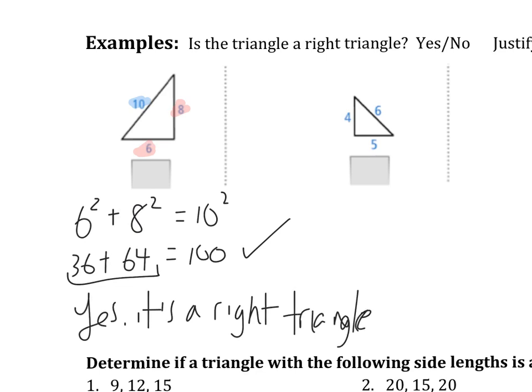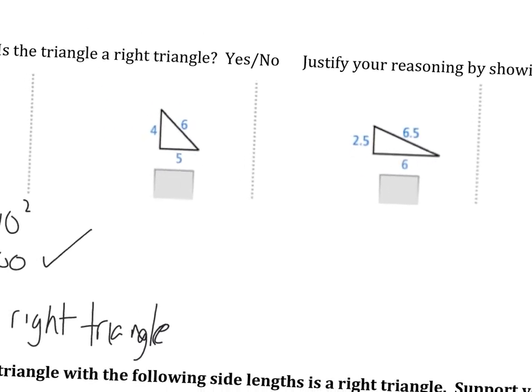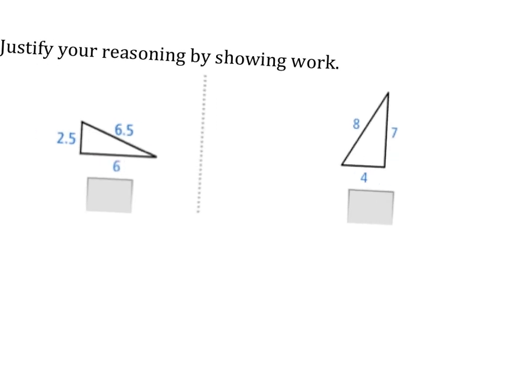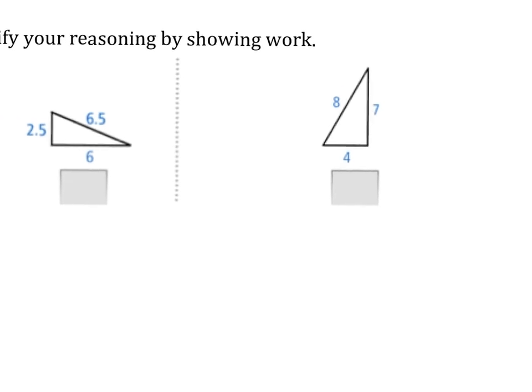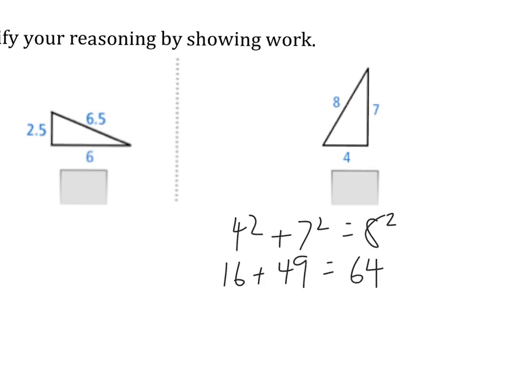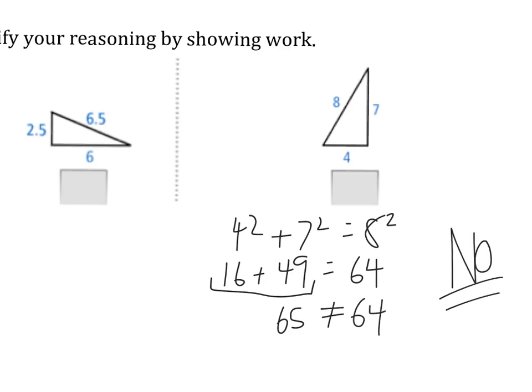Okay, let's check out another example. Let's see if this triangle over here will produce a right triangle. 8's my hypotenuse, 4 and 7 are my legs. So if this is a right triangle, then 4 squared plus 7 squared will have to equal 8 squared. So that means that 16 plus 49 would have to equal 64. Is that true? Ooh, we are close. 16 plus 49 equals 65, which is not equal to 64. So no, it's not a right triangle. That's how you can use the Pythagorean theorem to determine if a triangle is a right triangle or not.